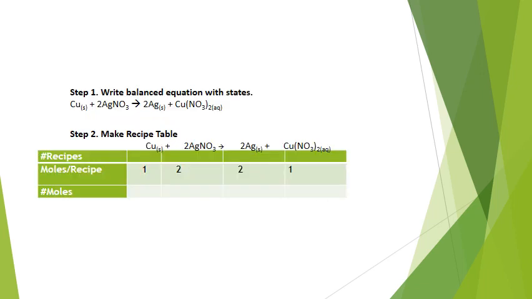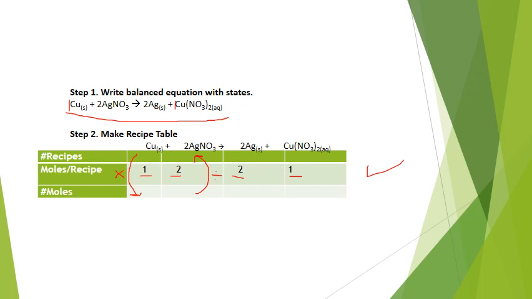So here's your balanced equation. And here's your recipe table. Okay, so the coefficients: 1, 2, 2, 1. And again, if you're given recipes, you're going to be multiplying, going down, and if you're given moles, you're going to divide, going up.